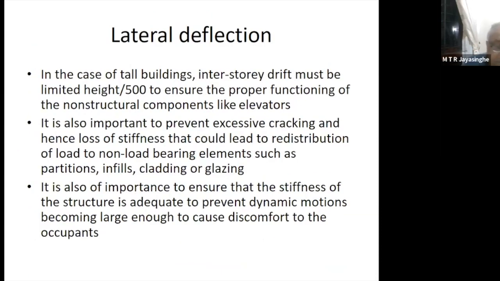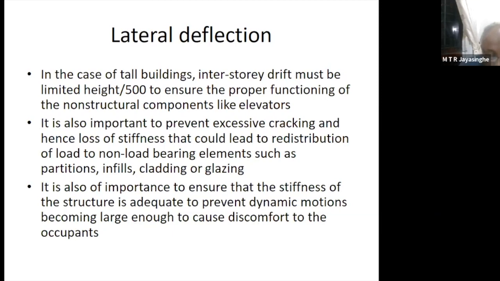So when it comes to lateral deflection of a structure, the lateral deflection should be controlled to height/500. And sometimes we go for even height/600, height/700, but it depends on how much you have optimized. But generally, it's important to control the lateral deflection to height/500. The relative drift between two consecutive floors also should be controlled very carefully. And height/500 is a good indicator for that also.